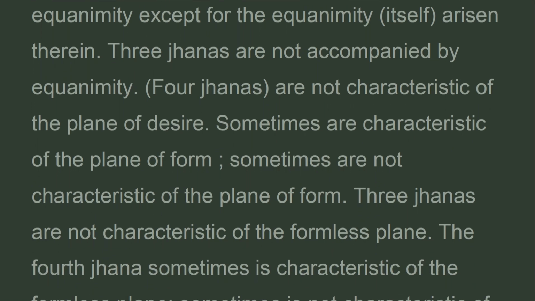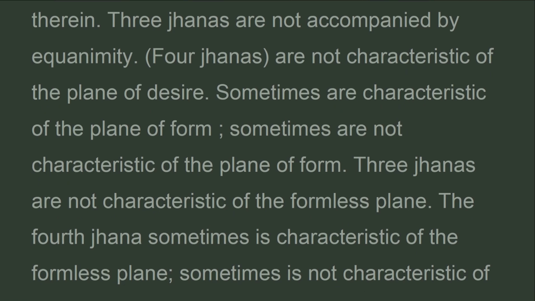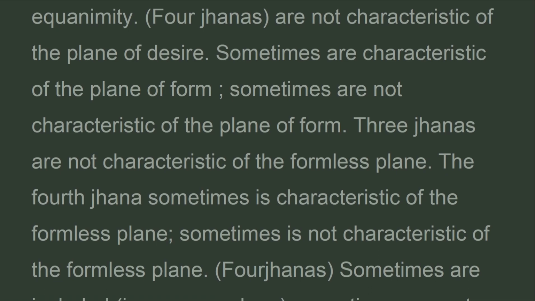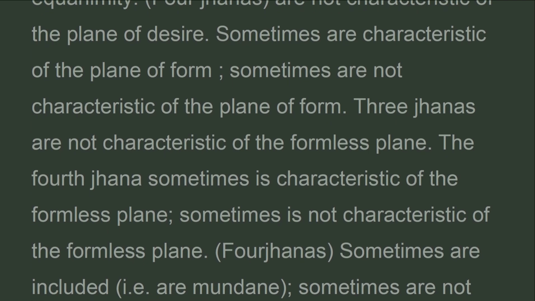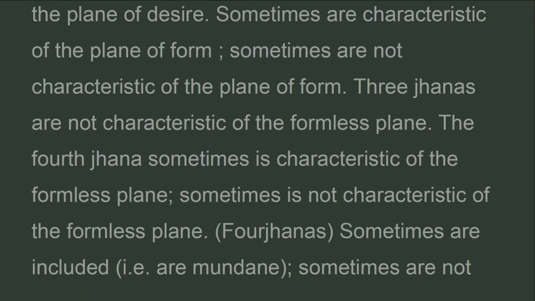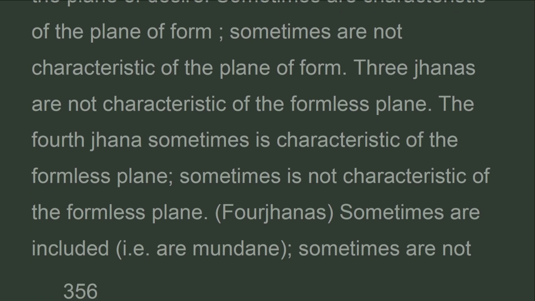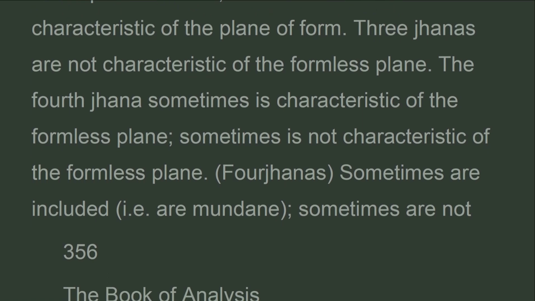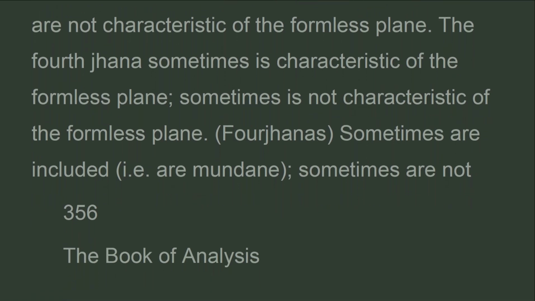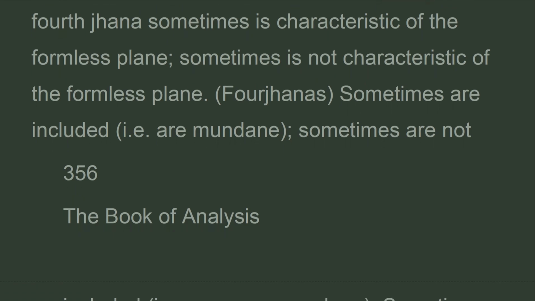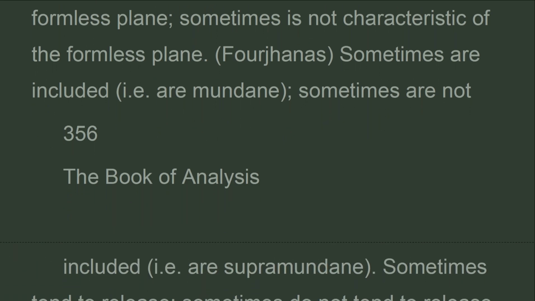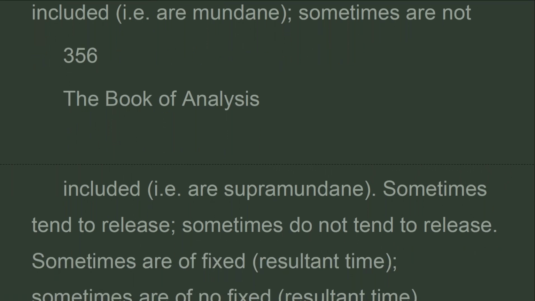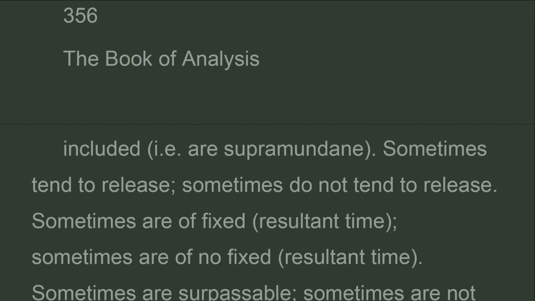Are not characteristic of the plane of desire. Sometimes are characteristic of the plane of form. Sometimes are not characteristic of the plane of form. Three jhanas are not characteristic of the formless plane. The fourth jhana sometimes is characteristic of the formless plane. Sometimes is not characteristic of the formless plane. Sometimes are included. Sometimes are not included. Sometimes tend to release. Sometimes do not tend to release.